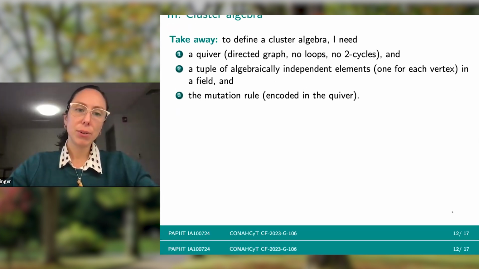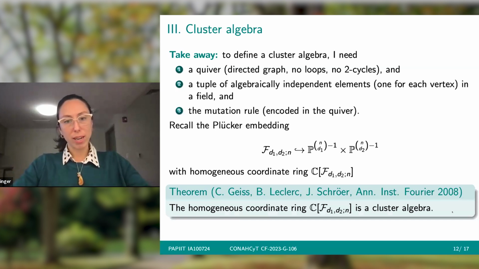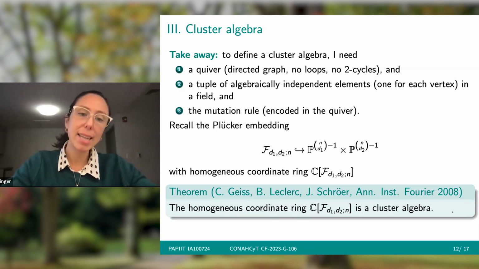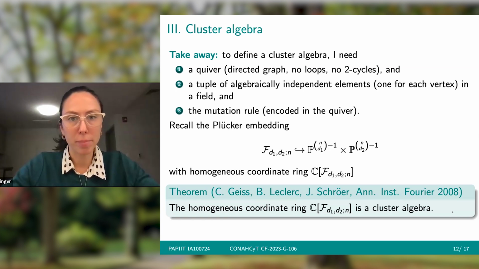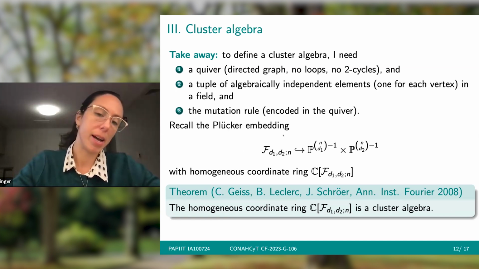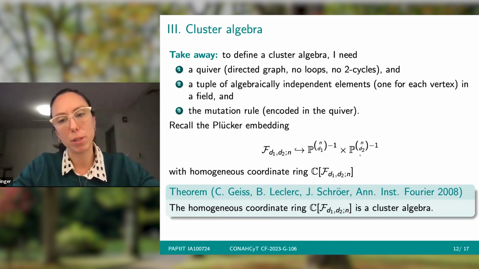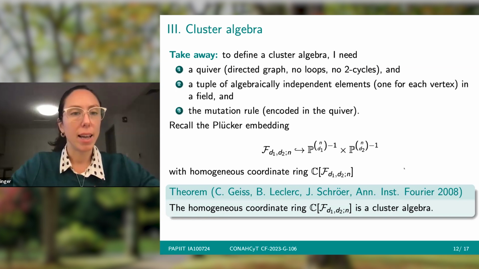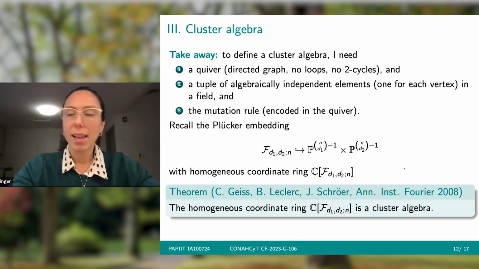And why am I telling you all this? Well, the homogeneous coordinate ring of a flag variety is an example of a cluster algebra. And this has been shown by Leclerc and Schur back in 2008. Okay, so here, remember, I had the flag varieties. I embedded them with a Plücker embedding into a product of projective spaces. And the multi-homogeneous coordinate ring of this embedding is a cluster algebra.